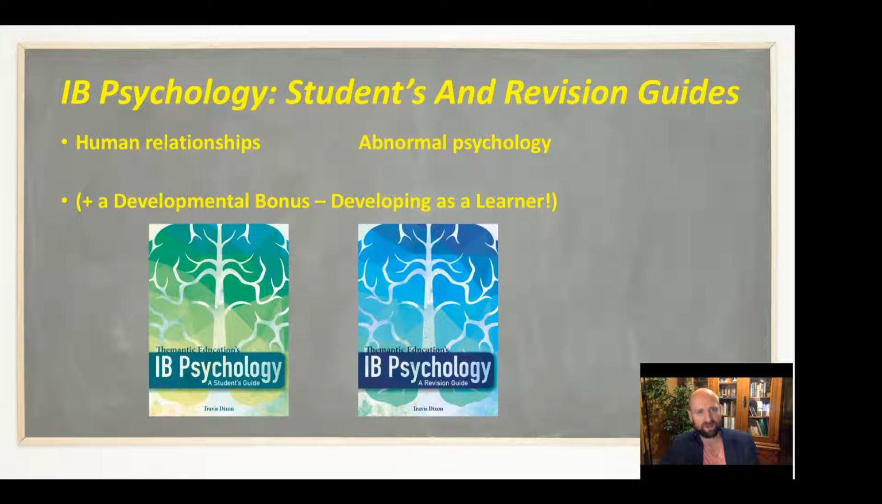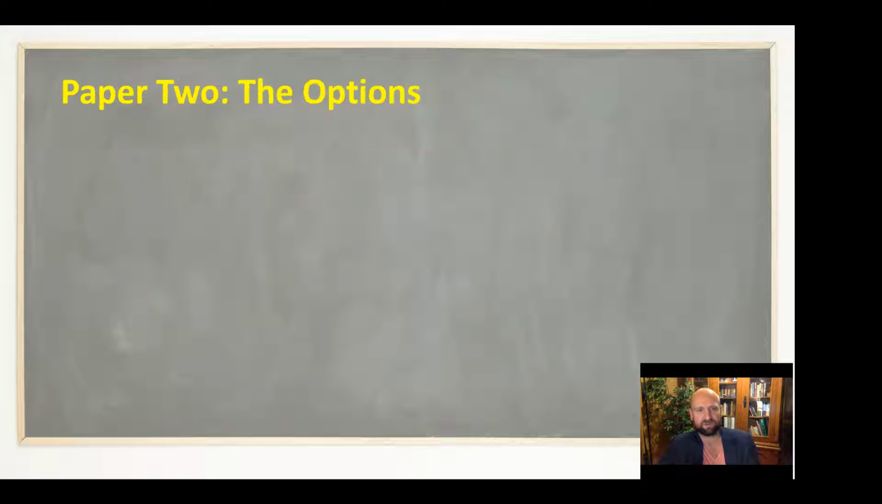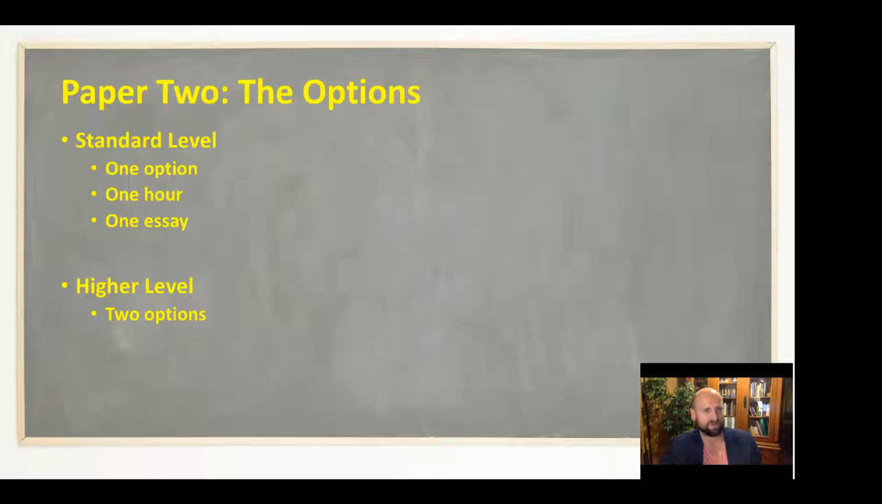Now, in the revision guide, I did include the developmental bonus, developing as a learner topic. That is included in the revision guide because actually I realized that I covered that almost by mistake in the student's guide anyway. Paper 2, the options. So standard level, as I said, you've got 1 option, you have 1 hour, you have 1 essay. Higher level, 2 options, 2 hours, 2 essays, right?